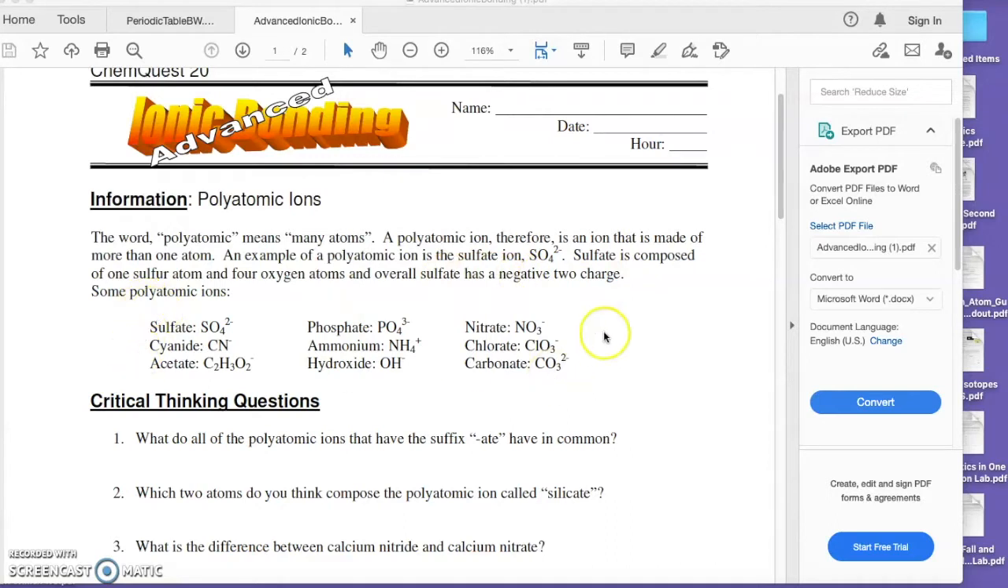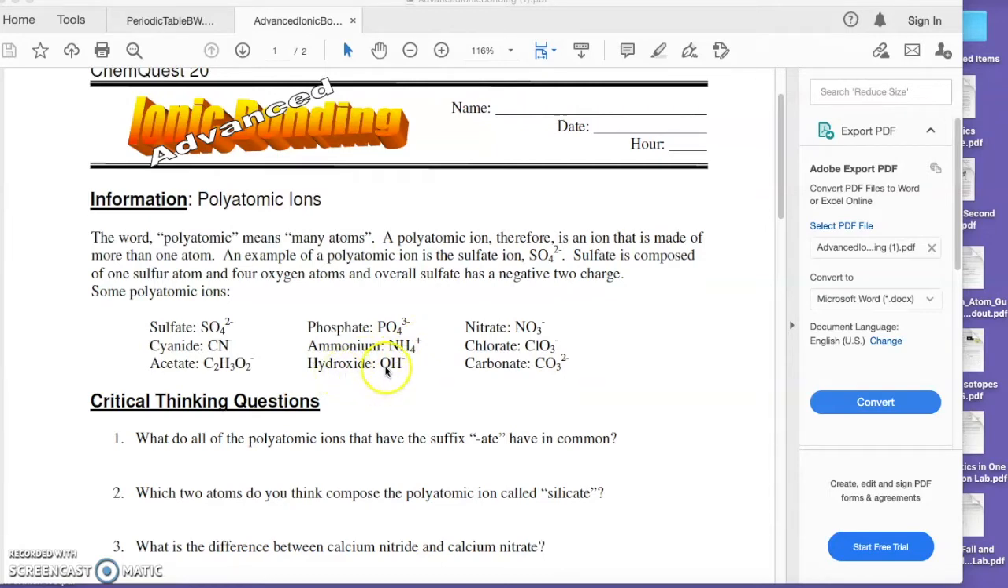Here are 9 polyatomic ions that you need to know. Either write them on your periodic table or memorize them. Sulfate, SO4, 2 negative. Cyanide, CN, negative 1 charge. Acetate, C2H3O2, negative 1 charge. Phosphate, PO4, 3 negative charge. Ammonium, which is the only positive one that you have to know, which is NH4, positive 1 charge.